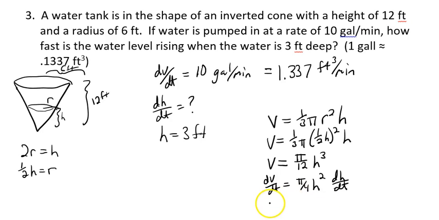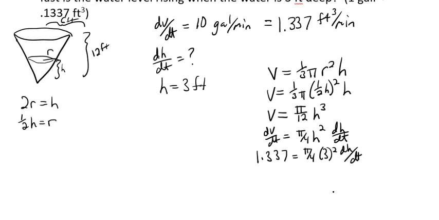Now I can plug in. dV/dt is 1.337. The h is 3. And the dH/dt is what I'm trying to find. So I get 1.337 equals 9 pi over 4 dH/dt. And then I'm going to divide by 9 pi over 4 or flip it and multiply and get 0.189.